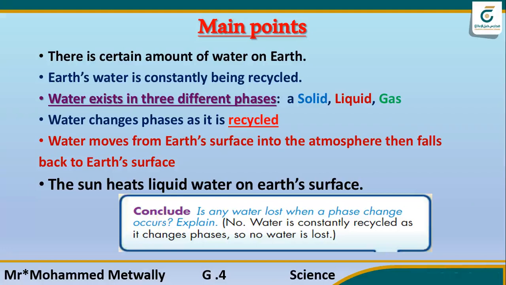Is any water lost when a phase change occurs? You have to explain. The answer, of course, will be no, because water is constantly recycled as it changes phases, so no water is lost. No water is lost because water will be changed from one form to another with the same amount, so it's constantly recycled and no amount of water is lost during the water cycle.